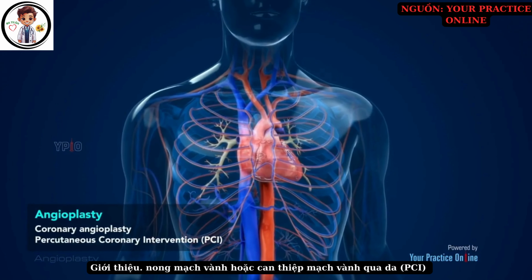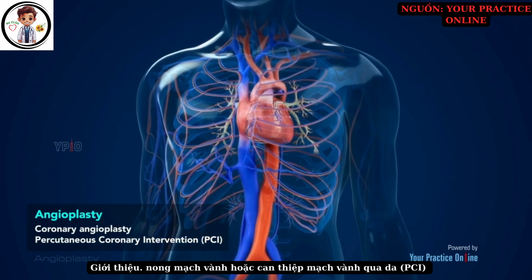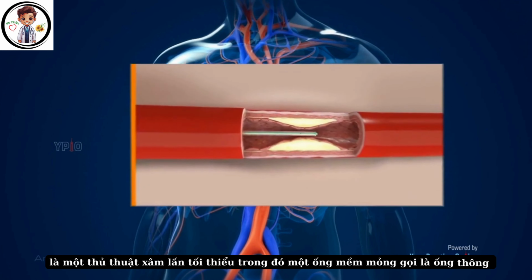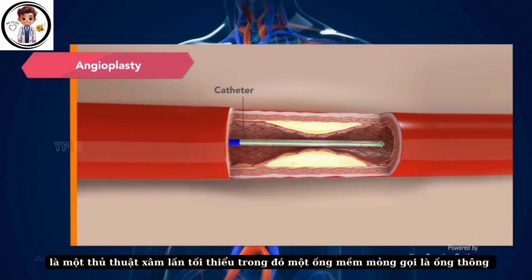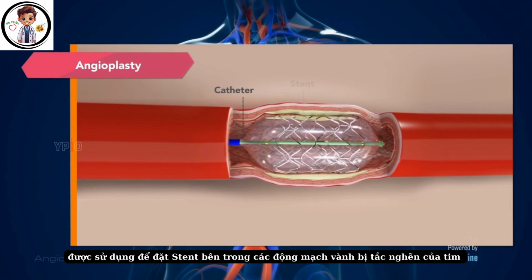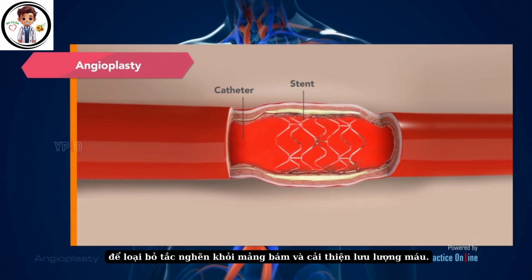Angioplasty, also called coronary angioplasty or percutaneous coronary intervention, PCI, is a minimally invasive procedure in which a thin, flexible tube called a catheter is used to place a stent inside the blocked coronary arteries in your heart to clear the blockage from plaque deposition and improve blood flow.